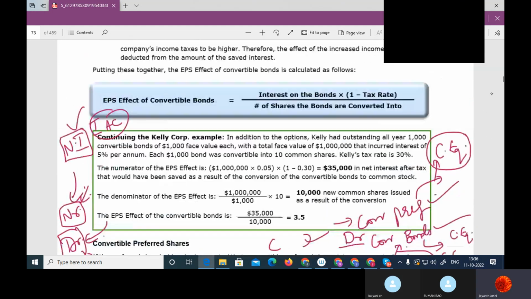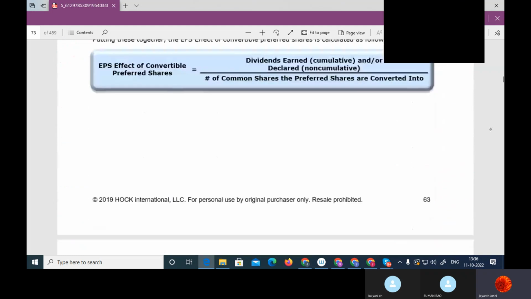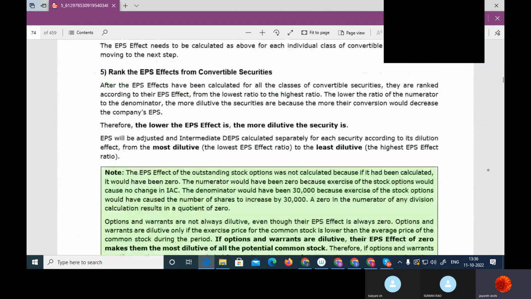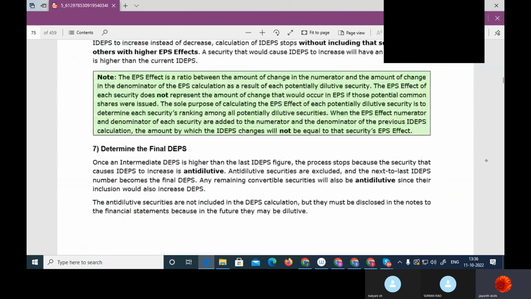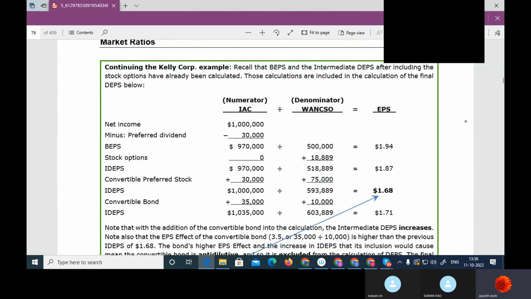Just see this question, continuing with the Kelly Corporation example. Let's take a complete question, and then I will justify this also. Don't worry. Here is a chart. When we started this Kelly Corporation example, you clearly remember we started with $1 million, correct? We removed the preferred dividends and got the income available to common shareholders, and we divided that by the 500,000 outstanding shares. We got basic EPS, right?